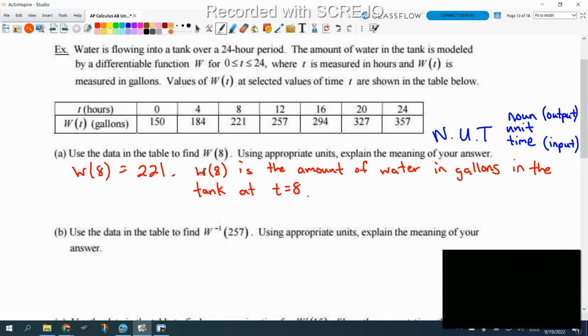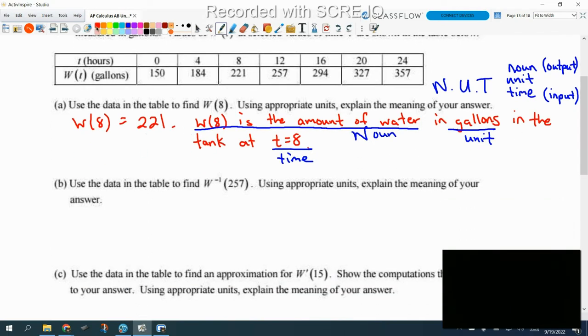All right, so we identify those. W of 8 is the amount of water. Maybe I should have written in the tank first, but the amount of water is our noun. In gallons is our unit. At T equals 8 is our time.